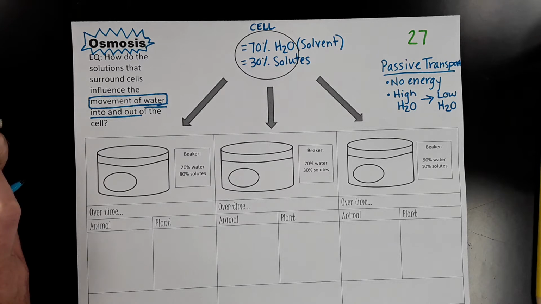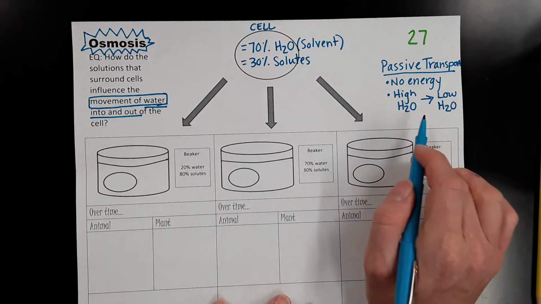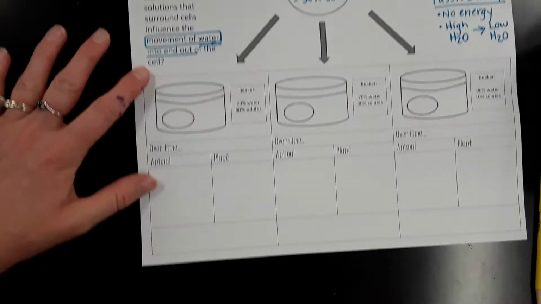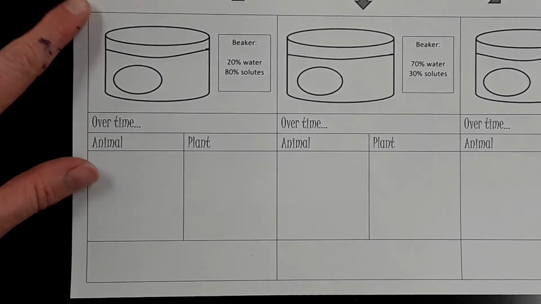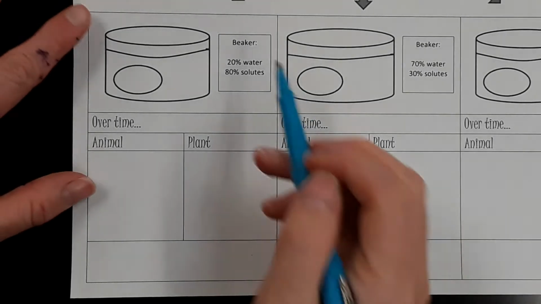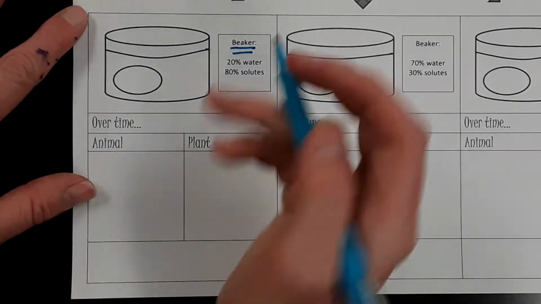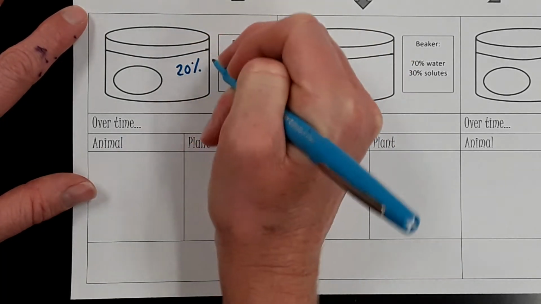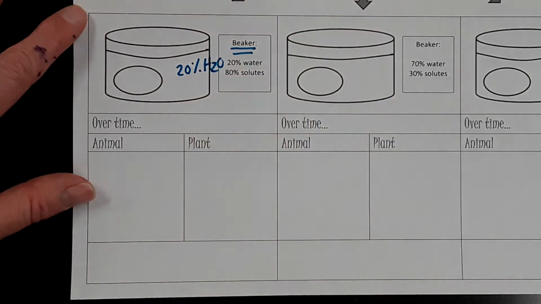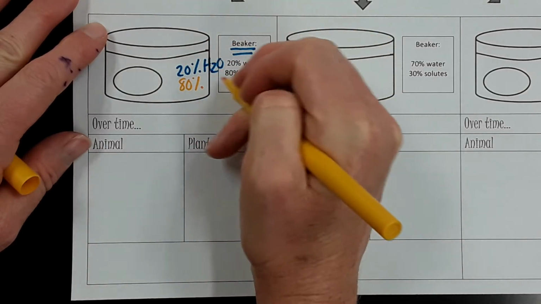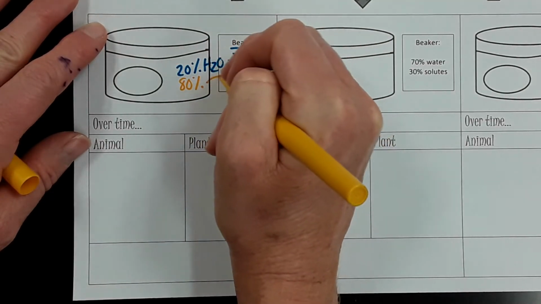When we're looking at osmosis, the water is going to move from an area of higher concentration of water to an area of lower concentration of water. If we look at the very first scenario, I'm going to zoom into scenario 1 here. Here we have our beaker, and in our beaker is 20% water, 20% H2O, and 80% solutes.